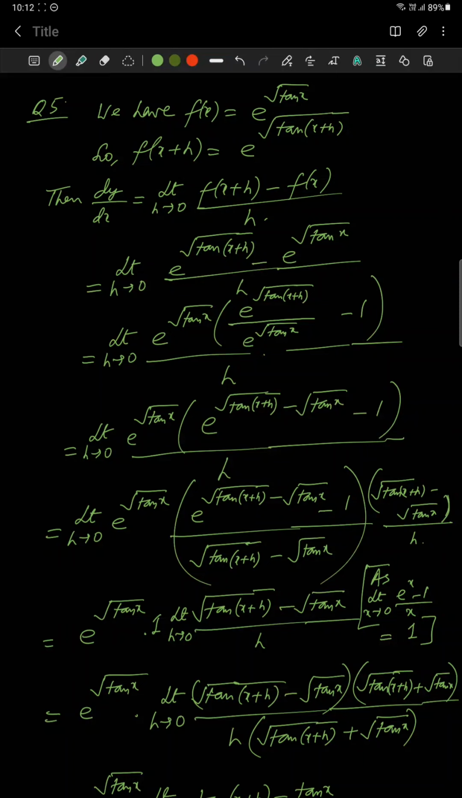Question number 5: f(x) is equal to e to the power root over tan x. So f(x+h) is equal to e to the power root over tan(x+h). I hope you can understand this. So quickly let me explain.